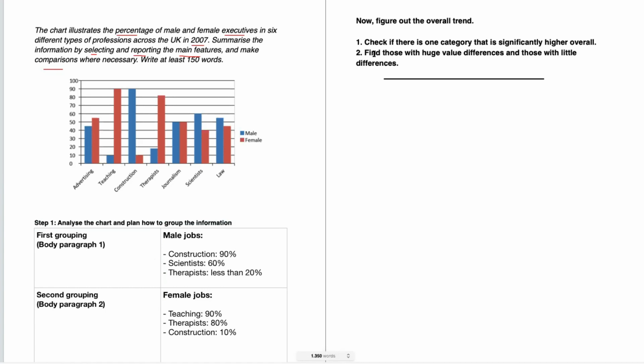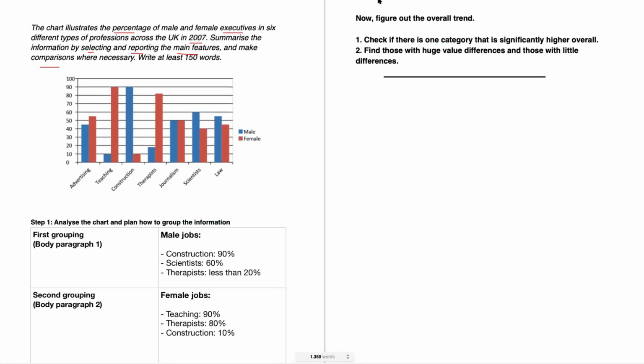Now I'm on to the second part of step 1, and we have to figure out the overall trend. So we have to check if there is one category that is significantly higher overall. And so let's just make some notes here. I'm going to use a star for the female jobs, and it looks like advertising, teaching, and therapists are the 3 areas where females have a larger percentage.